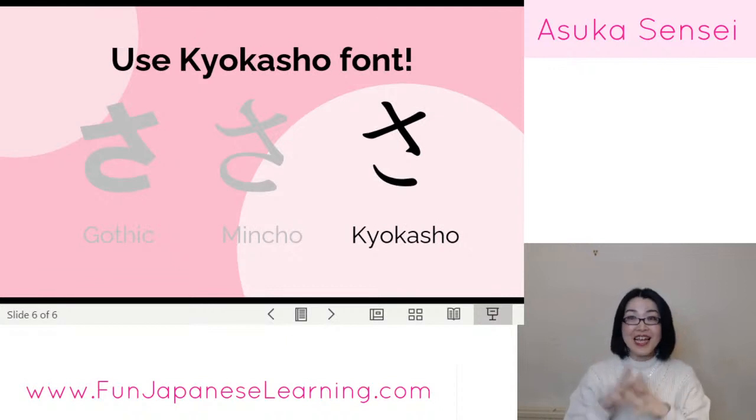Right? And then once you get used to it, once you understand how Japanese writing works, for example at the N3 level, you can start practicing not writing, but reading, using Mincho or Gothic, because those are the more common fonts we use in our daily life.